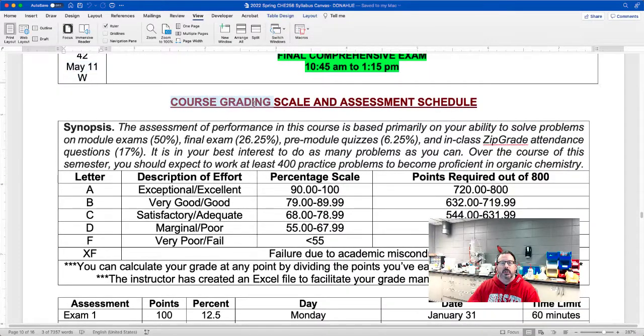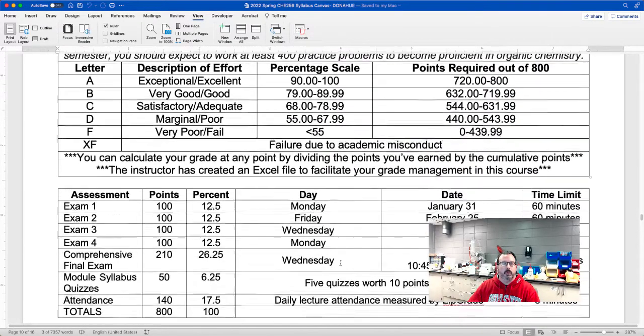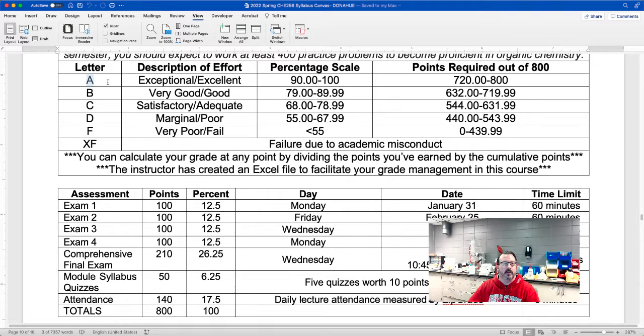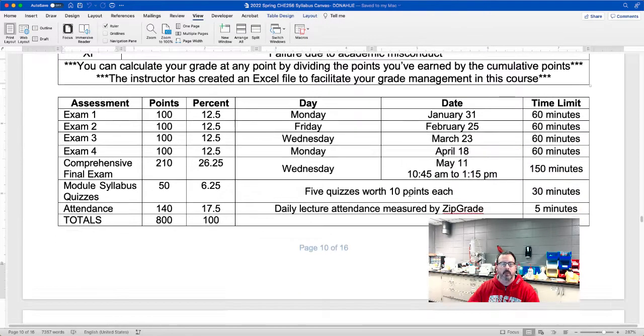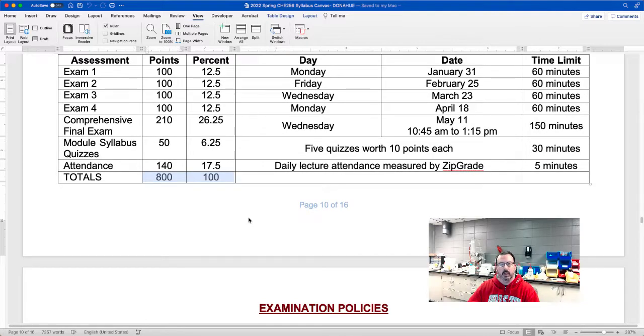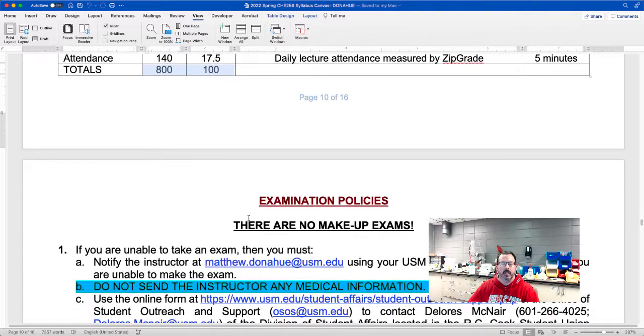Here you see the course grading and assessment schedule. So here is the letter grade, description of the effort involved, the percent of points that you need, and the number of points to achieve that letter grade. Here are your exams, your syllabus quizzes, and the attendance. Again, we're dealing with 800 points that you're out to earn your letter grade.